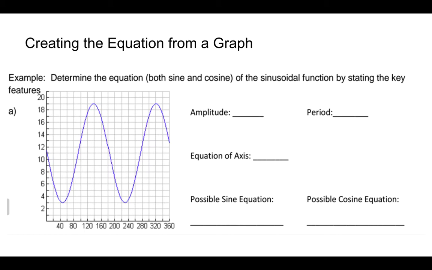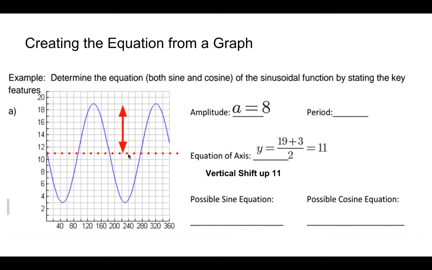The first one's the axis. The axis is the middle of 19 and 3. So the average of 19 and 3 is 11. And so we actually have an axis. The middle line here is at 11. The amplitude is the height above the axis. Sorry, so the equation will have to have a vertical shift up 11.